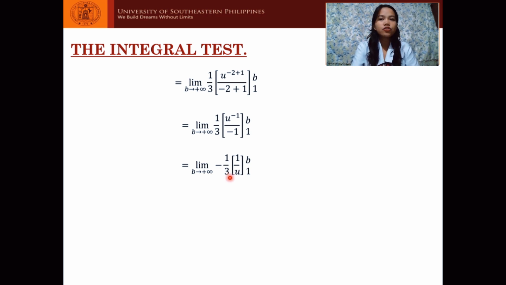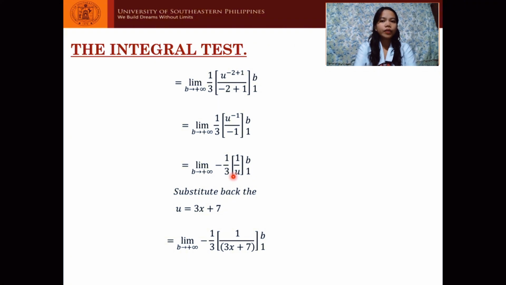After that, we can now substitute back what we let earlier, which is u equals 3x plus 7. So after substituting, we are going to have the limit as b approaches positive infinity of negative 1/3 times 1 over 3x plus 7, from 1 to b. After this, let us evaluate the upper and lower bounds of our integration.